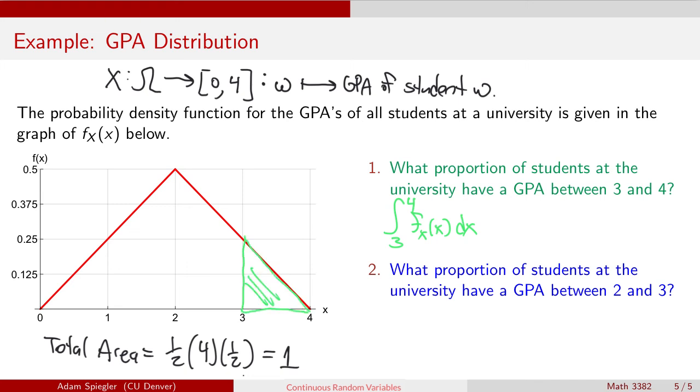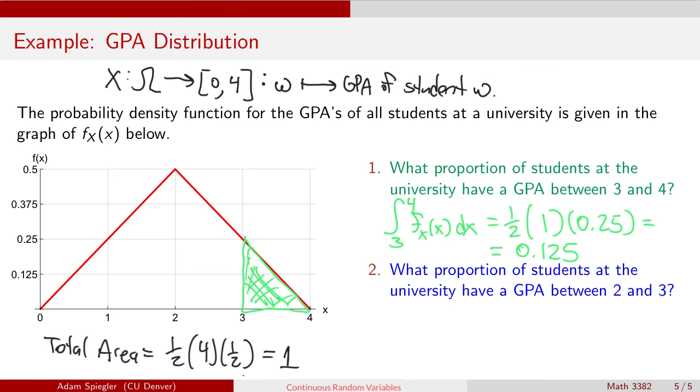We certainly could integrate this if we could find the formula for this function, but since this area happens to be a triangle, we could simply say it's going to equal the area of that triangle, which is 1/2 times the base. The base has a width of 1, and over here we can see the height is 0.25. So it's going to be 1/2 times 1 times 0.25, which gives us 0.125. This tells us that exactly 12.5% of the students at this university have a GPA between 3 and 4.